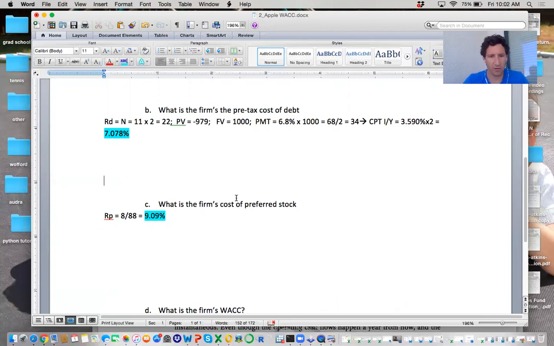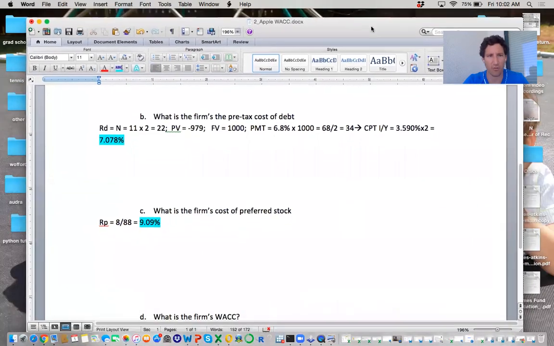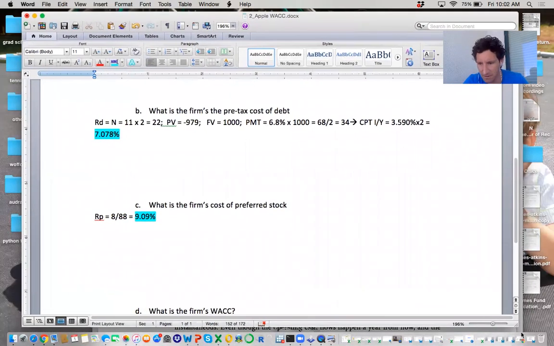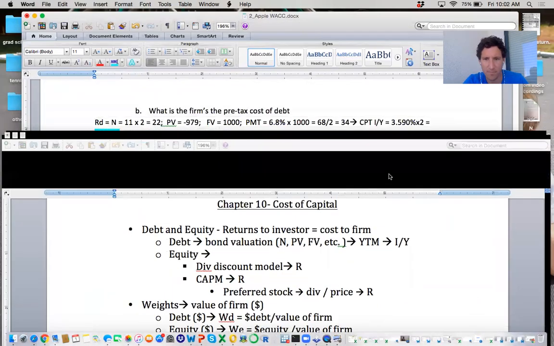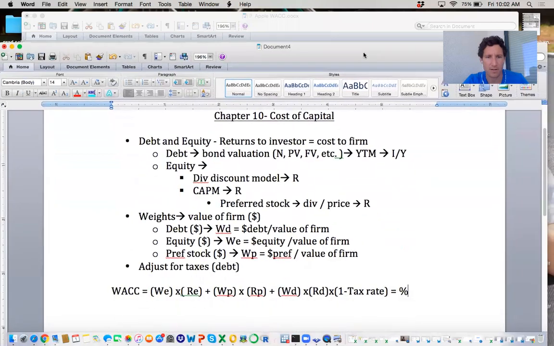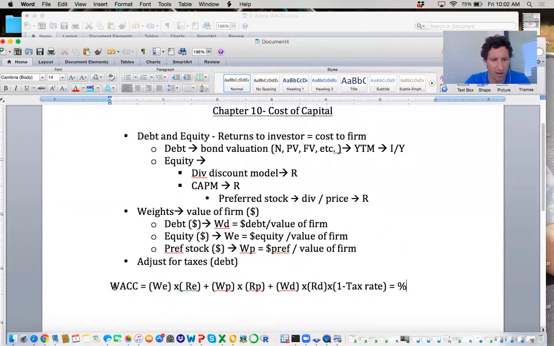So we have 3 of the 6 pieces we need to solve WACC. If you look back at our other formula, where'd it go? Okay, solving for our weighted average cost of capital, we need all of this.